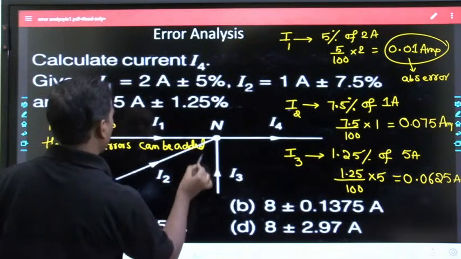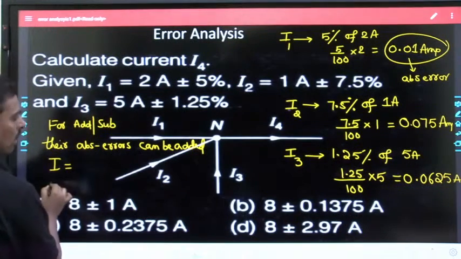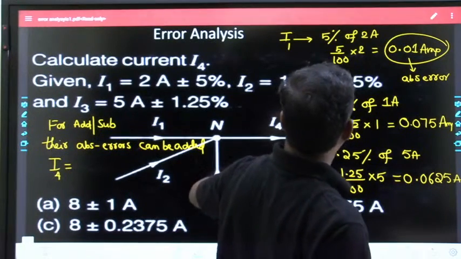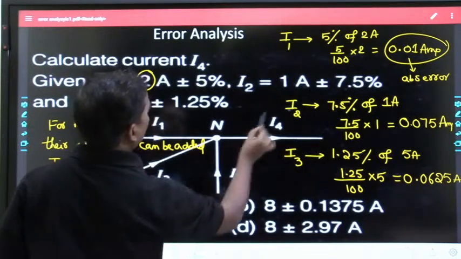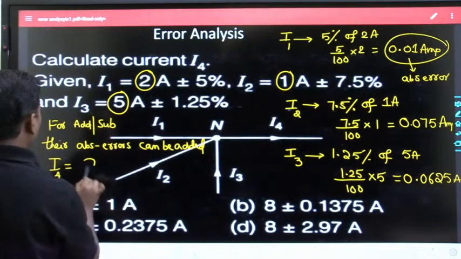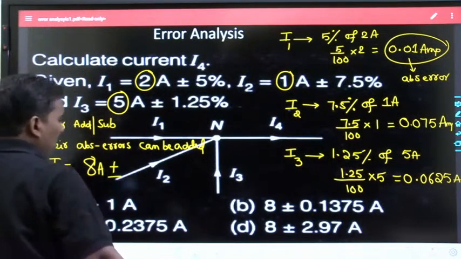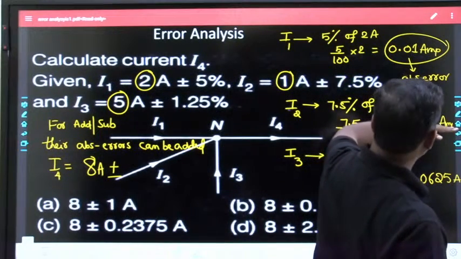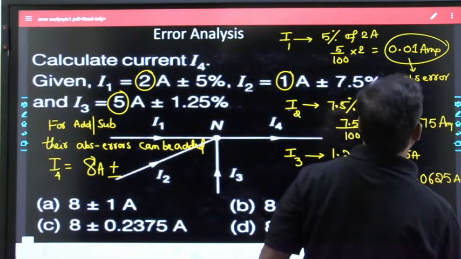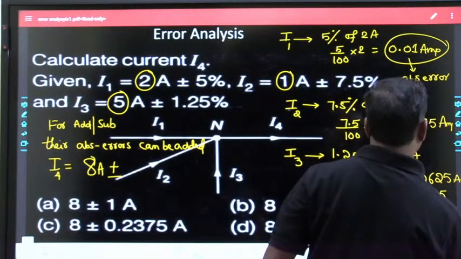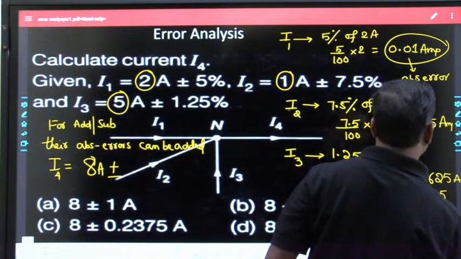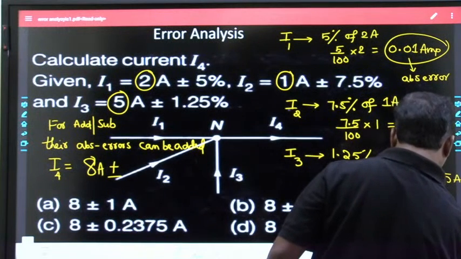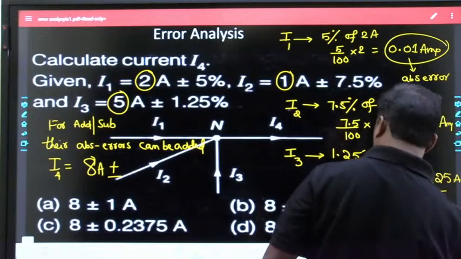Why? Because it results. So now what is the I? I want I4. I4 will be how much? I1 plus I2 plus I3. So what is I1? 2 amperes, and this is 1 ampere. 3 plus 5, 8 amperes plus or minus. If you add all these things, 0.01 plus 0.075 plus 0.0625. If you add, how much are you going to get? 5, 2, 5, 7, 1 plus 7, 8 plus 6, 14. So 0.1475.